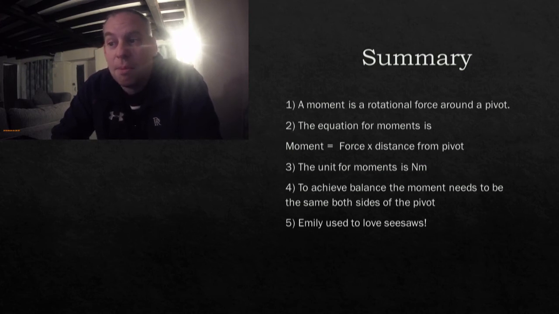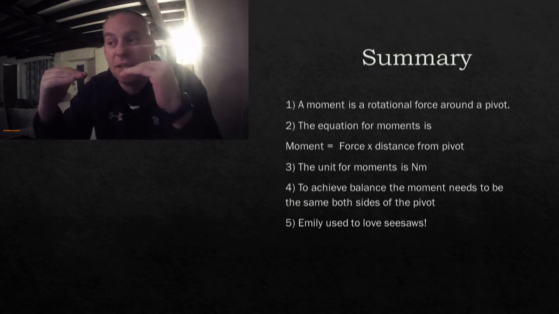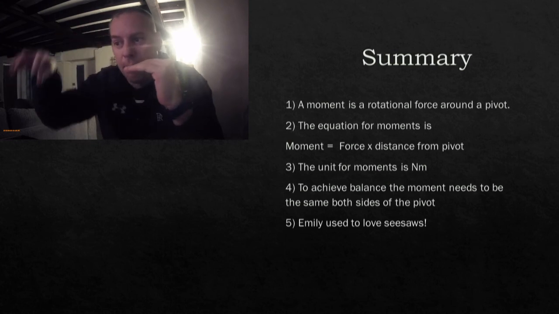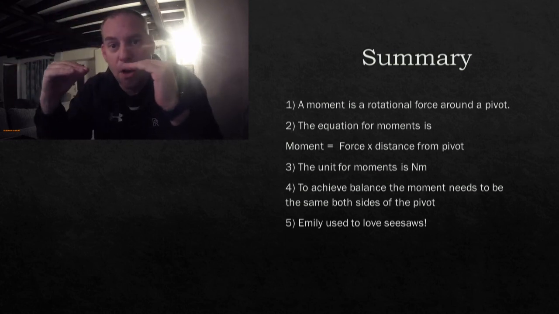To achieve balance, the moment needs to be the same on both sides of a pivot, and we can use that knowledge to understand how to transfer numbers across to the other side of the pivot.